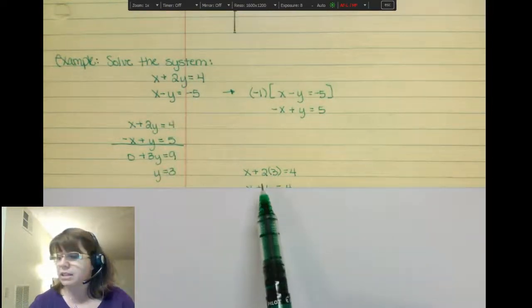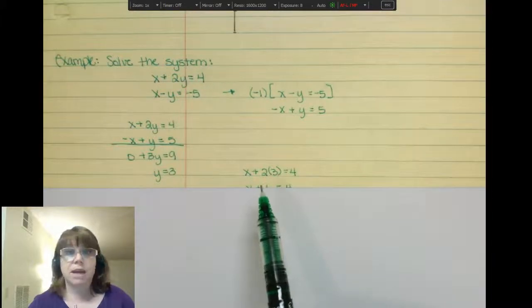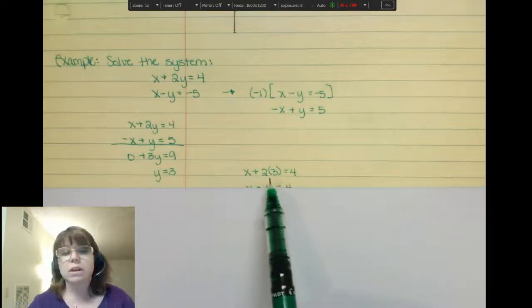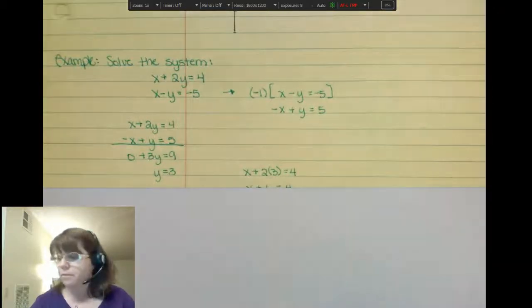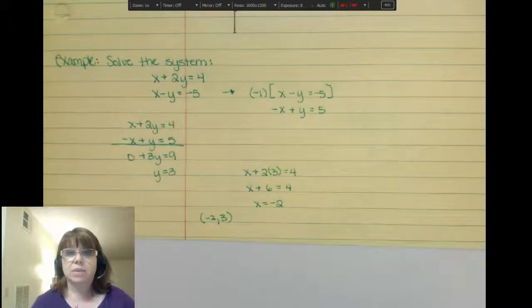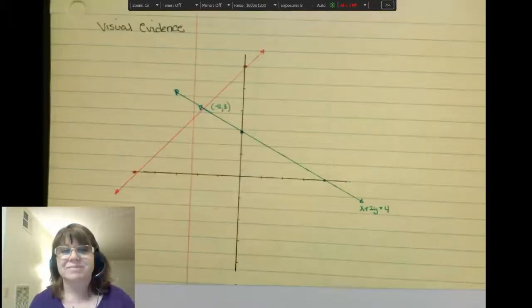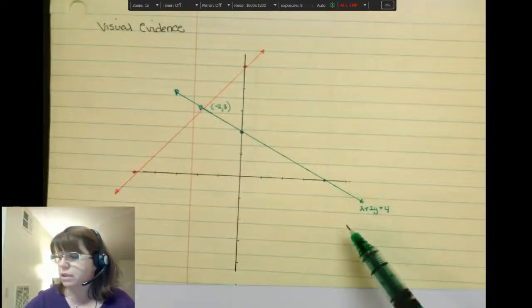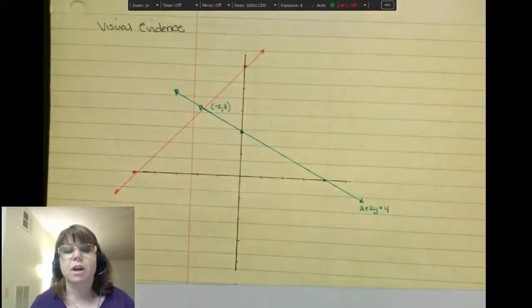So plugging it into one of my equations, it doesn't matter which original equation you plug it into, you can plug it into either one. I'll just take the first one. x plus 2 times 3, our found value of y, equals 4. So x plus 6 equals 4, therefore x equals -2. So my solution set is -2, 3. And again, here is the visual evidence of that. I've plotted my two lines and they cross at -2, 3.